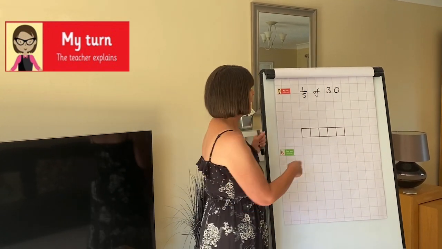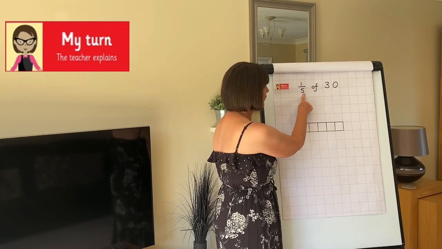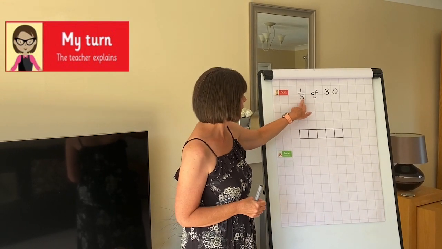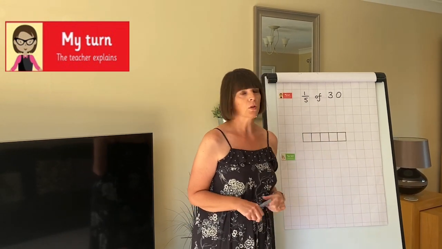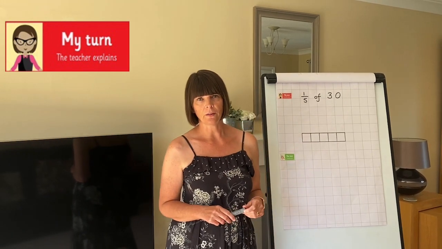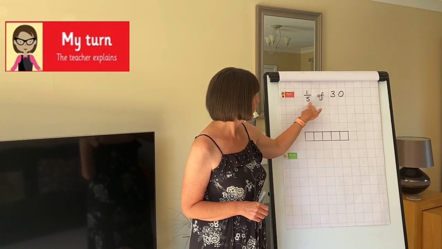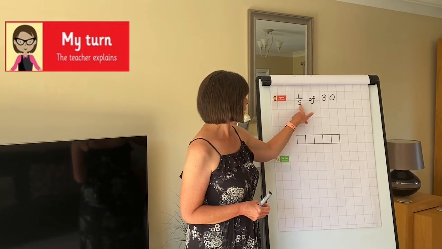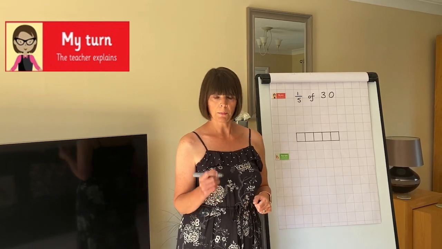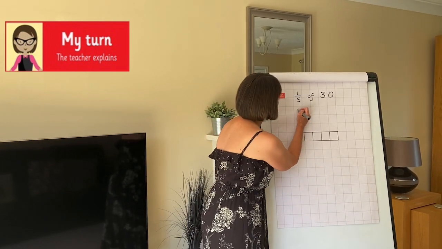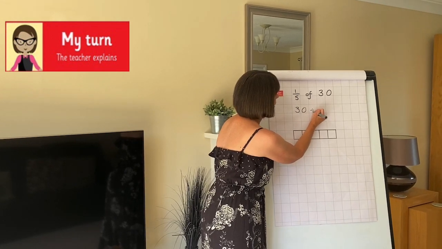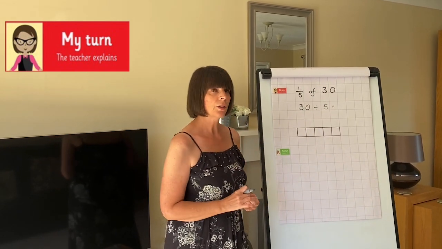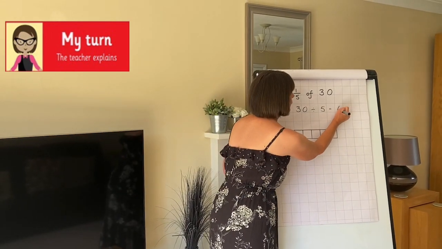Well, I know that the fraction I'm working with is fifths because the denominator has a 5 at the bottom here. So I have drawn myself a bar model with 5 parts to it because I know I'm working with fifths. I need to work out 1/5 first of all, so I'm going to work out 1/5 of 30. I'm going to use division to help me with that. So I'm going to write myself a calculation of 30 divided by 5. I know that 30 divided by 5 is 6.